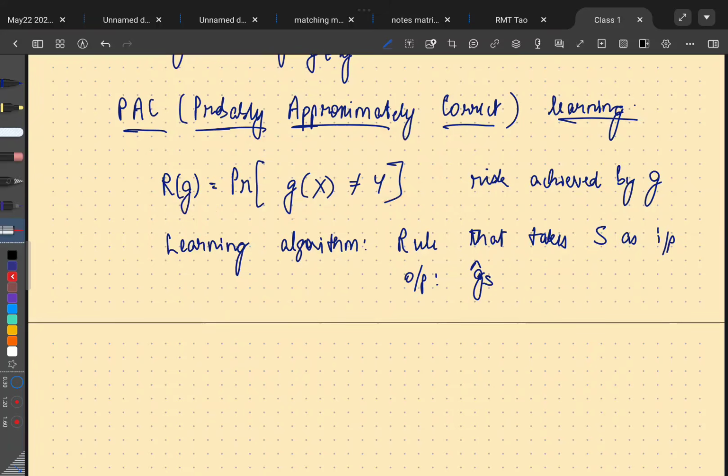Maybe the minimum number of misclassifications. So one way is I choose that G which makes the minimum number of errors on this particular data set. So that's one choice, or one particular learning algorithm. So G hat S could be, let me take the fraction of misclassified points.